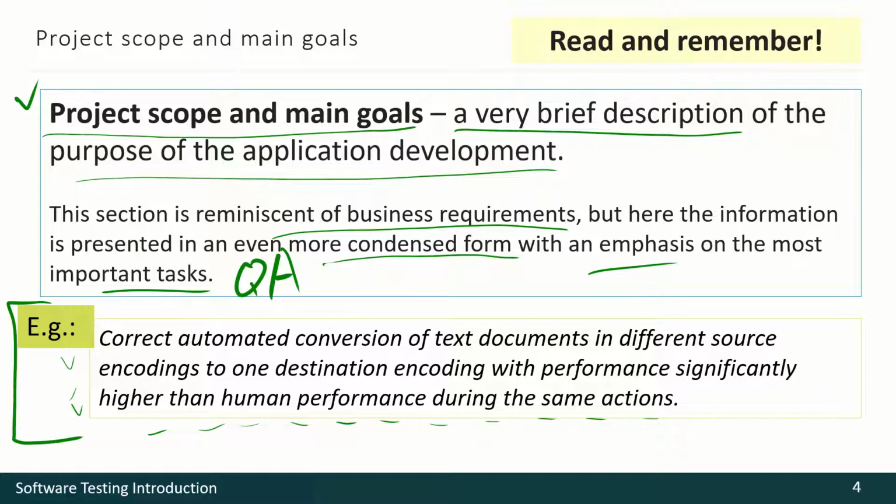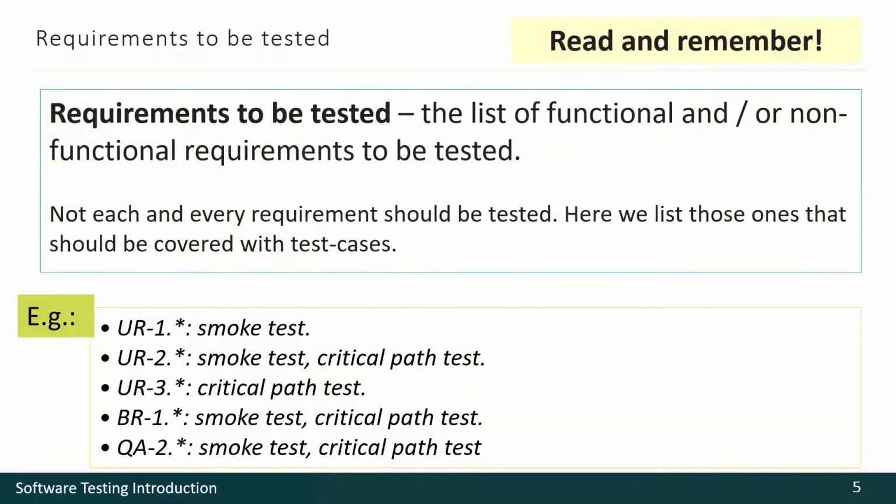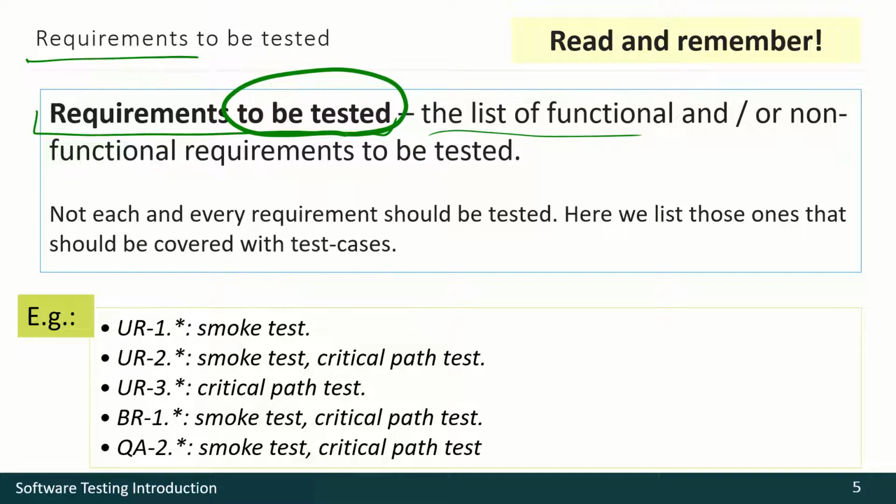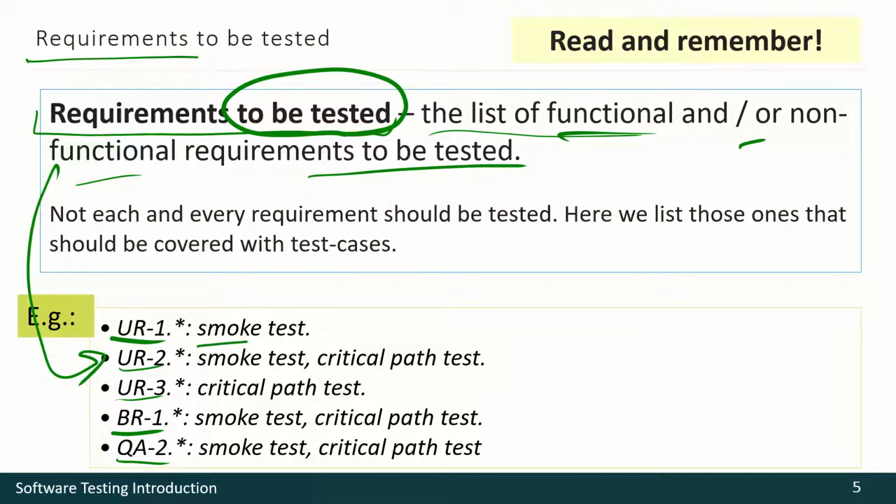Speaking about goals, the next two sections are related to requirements. The first section is requirements to be tested. This is a list, usually with links to a proper section in the requirements document. We list those requirements, functional or non-functional, that we should test, and usually we should somehow describe in which way we shall test those requirements.